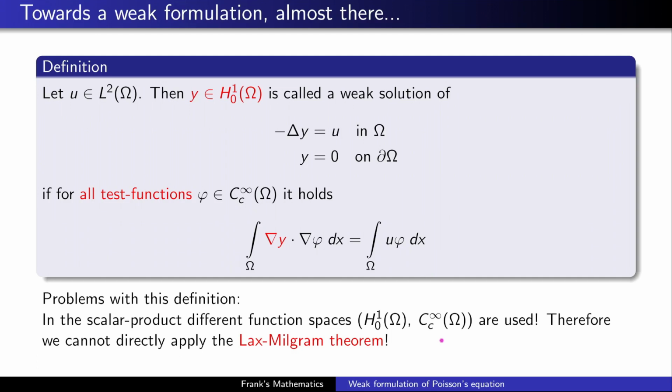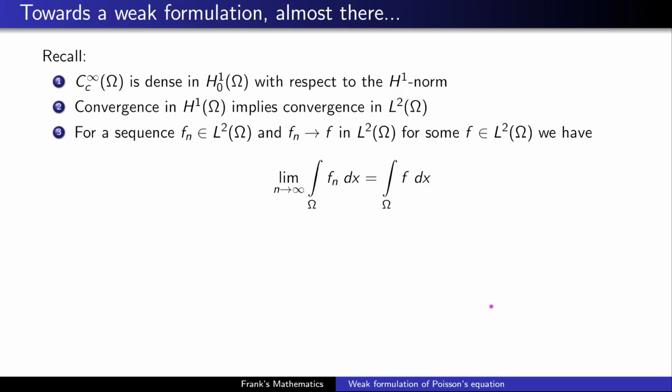To do this, we have to recall some results from analysis. Number one: C_c infinity is dense in H01, or put in other words, the closure of C_c infinity with respect to the H1 norm is the space H01. Number two: convergence in H1 of course implies convergence in L2. This is trivial, and we showed this before. And number three, we need another result from analysis. If we have a converging sequence in L2, so f_n are L2 functions converging to an L2 function, then we can move the limits into the integral.